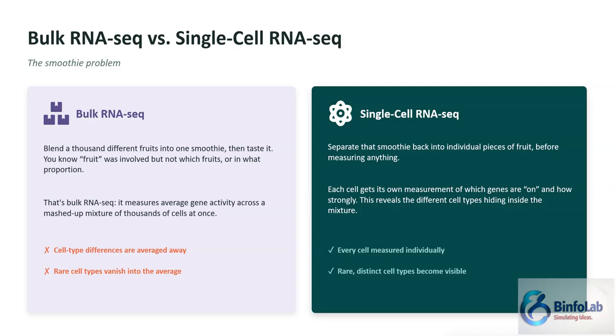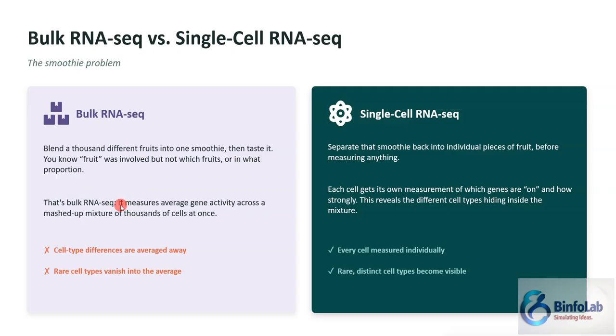For example, if you are a customer drinking that smoothie, you can say for sure that this is a fruit smoothie, but you will not be able to correctly guess which fruit was in which concentration, or what fruit was in what quantity. That is exactly what bulk RNA sequencing is doing with sequences.